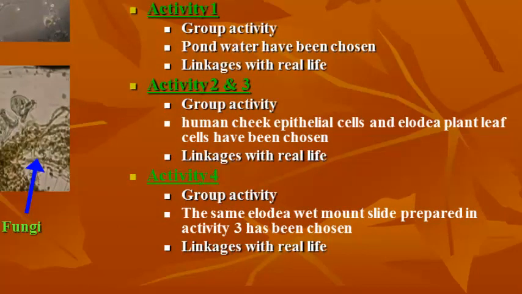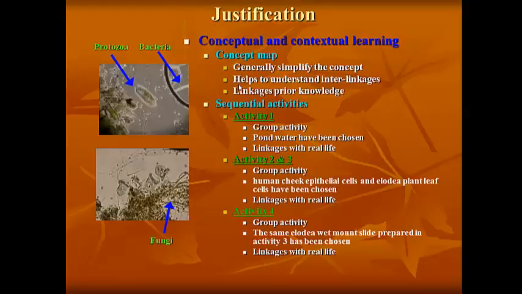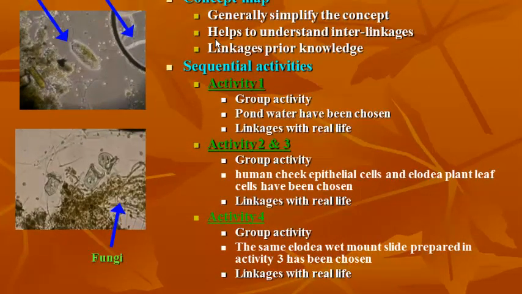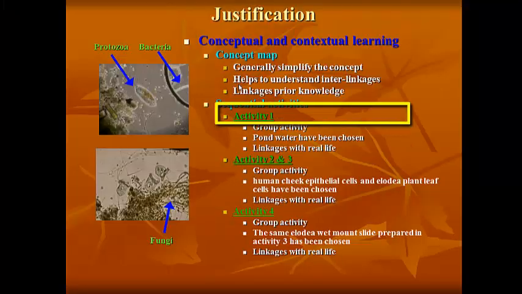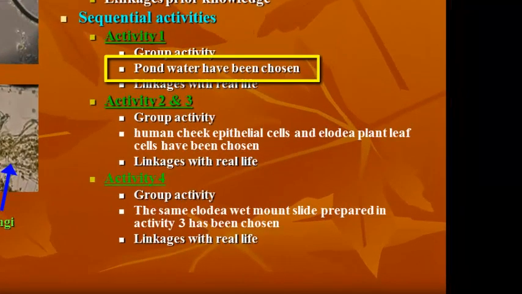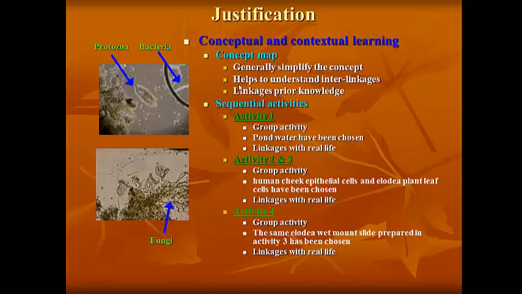The overall learning model presented here to teach the concepts is basically group activity-based learning, where each activity has been chosen logically and sequentially with real-life situation examples in order to facilitate conceptual and contextual learning abilities of students. For example, pond water sample has been chosen in Activity 1 since it provided the opportunity to students to observe and compare different types of prokaryotic and eukaryotic cell structures in terms of size and shape on the same slide.